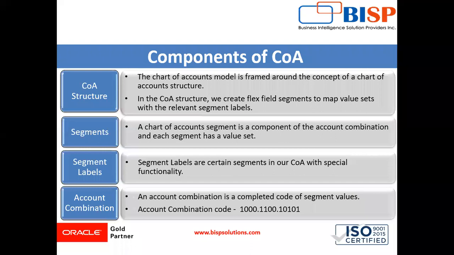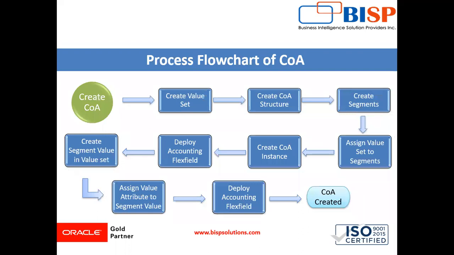So these all are components of chart of account. Now the process flow of chart of account. When we implement the chart of account, first we have to create the value set. Initially we create three value sets: company, department, and account. And later on, we will create the chart of account structure.